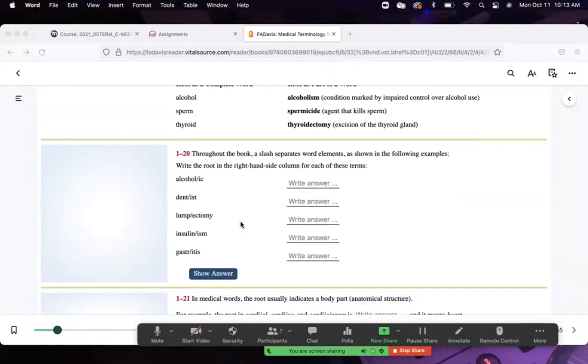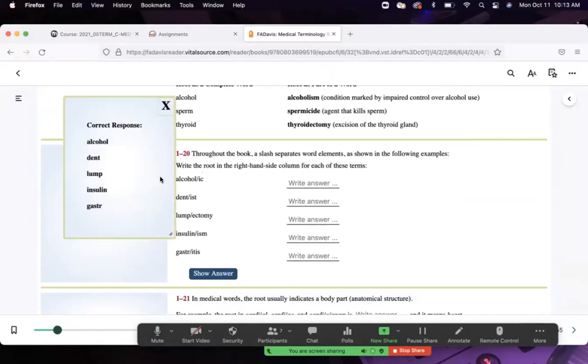So throughout the book, shown as examples: what is the root of the medical term alcoholic? And you could write it here, but let's show some answers. Of course, the root is alcohol. What's the root of the word dentist? Dent. How about if I said the word dental? Al means pertaining to, dent is teeth. Lump means tumor or mass. Lumpectomy. Lump is the root, ectomy is the suffix.